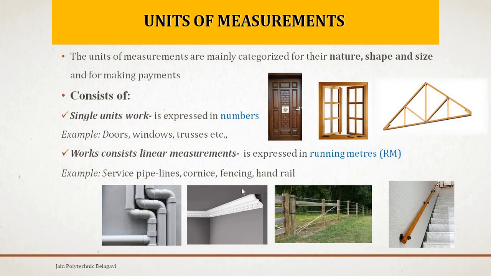Then coming to fences. Fence is nothing but the temporary compound built for an area. Handrail is nothing but the supporting member while climbing the staircases. So these are the examples for linear measurements. Pipes, cornice, fencing and handrail are taken in running meters.